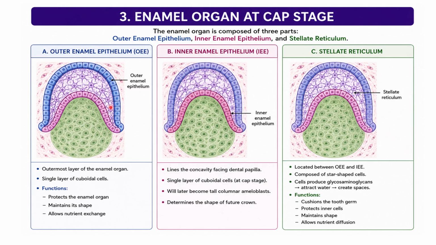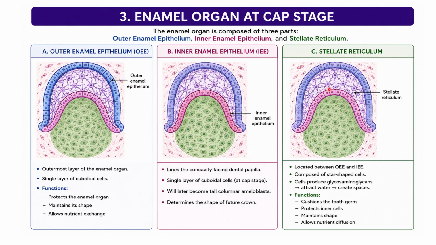So coming to outer enamel epithelium, it is composed of single layer of cuboidal cells and it mainly protects the enamel organ. It maintains its shape and allows the nutrient exchange. Next is the inner enamel epithelium. It lines the concavity facing the dental papilla and it is also a single layer of cuboidal cells and it later becomes the tall columnar ameloblast and it determines the shape of the future crown.